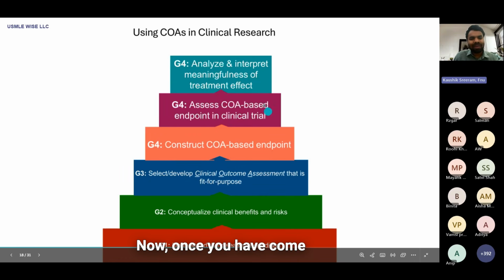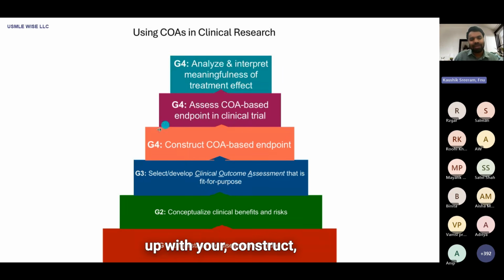Now, once you have come up with your construct, once you have constructed your fit for purpose clinical outcome assessment tool, then you go ahead, start your clinical trial or your observational study. And the most important thing, and I can tell you, most studies have missed this, right? What is that? Asking the patient, does it have a meaningful change for you?